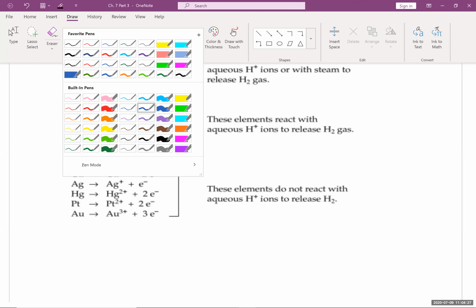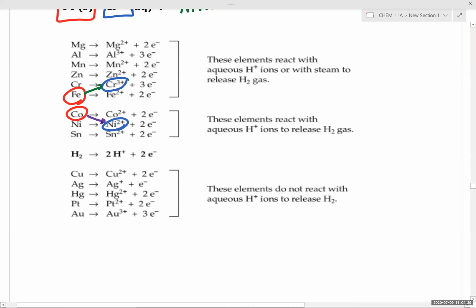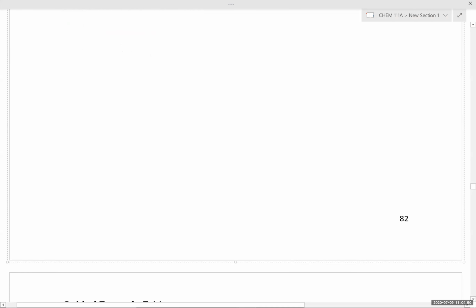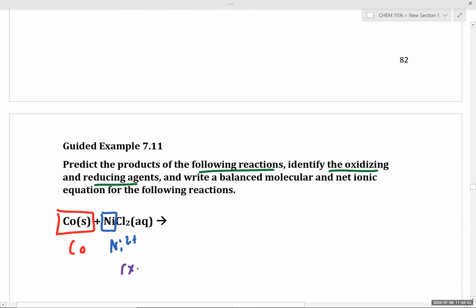is our arrow pointing up or down? Now that we've correctly identified our metal and our metal cation, is our arrow pointing up or down? Down. So then if our arrow is pointing down, does a reaction occur? Yes. Okay, perfect. So we do have a reaction at play.